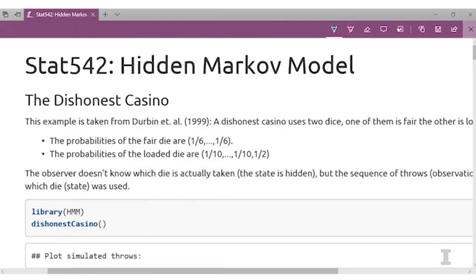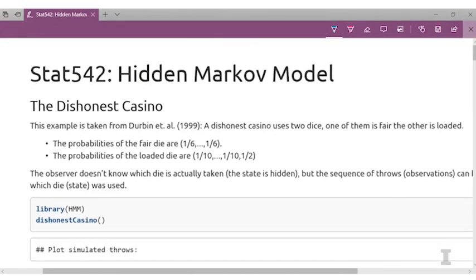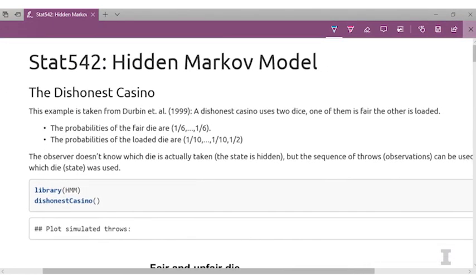Well, this is a simple toy example you can find from our R page. Consider a dishonest casino which uses two dice. One of them is fair, another one is loaded. So here's a distribution for the fair die, and once you throw the die, you're going to see the 6 values equally likely. But for the loaded die, the chance of seeing 6 is very high, it's almost 50%.